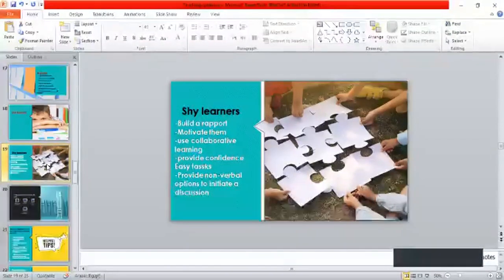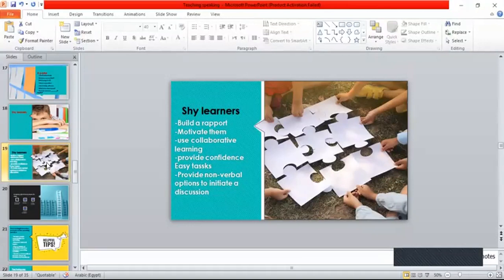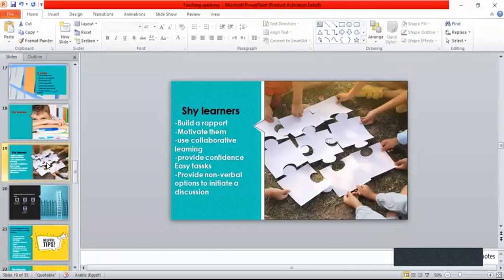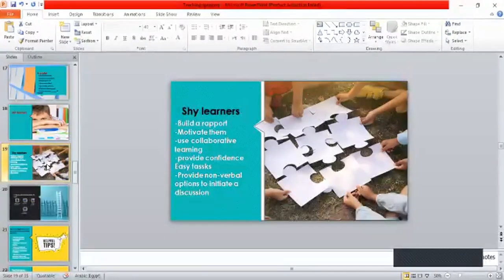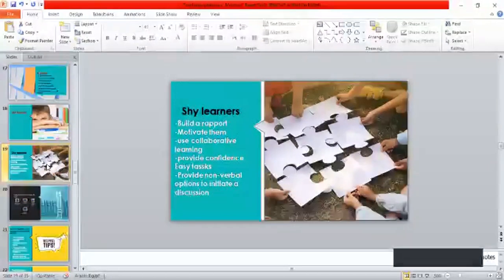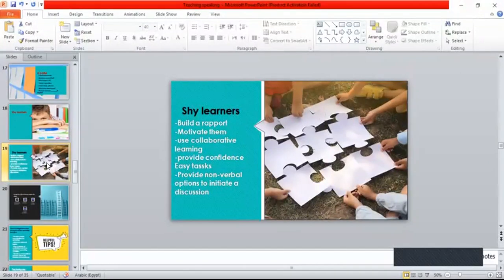And here we have build a rapport. A rapport means a good relationship between you and the shy students. You can ask them about what they like, for example, reading, playing football, drawing, listening to music, or whatever. So try to know something about their hobbies and motivate them to speak about what they are already interested in. For example, if my learner is interested in playing football, why not invite them to speak about it, or give them a task about playing football, drawing, okay?